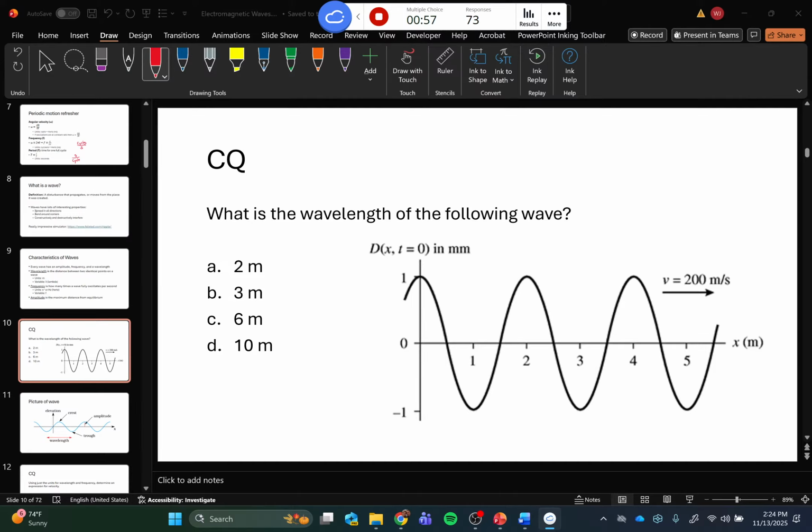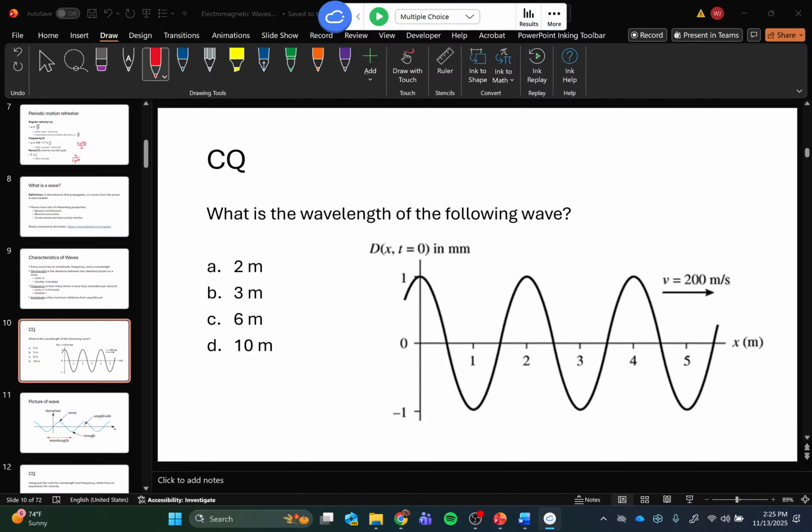All right, give you 20 more seconds. Again, probably just making sure we're all on the same page. All right, 5, 4, 3, 2, 1.